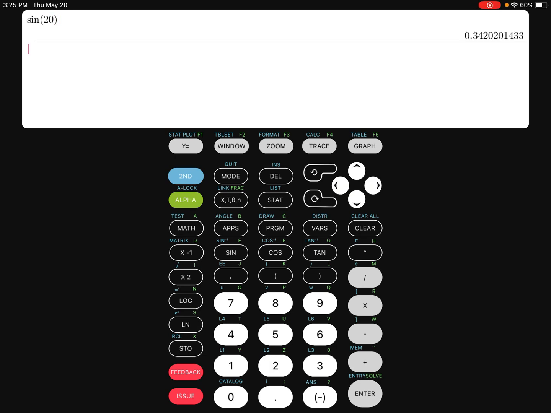And we wanted sine of 20, cosine of 20, tangent of 20, okay? And then from there, we're going to do 1 divided by sine of 20, 1 divided by cosine of 20, and 1 divided by tan of 20, and all of those are going to give us our 6 trig functions.